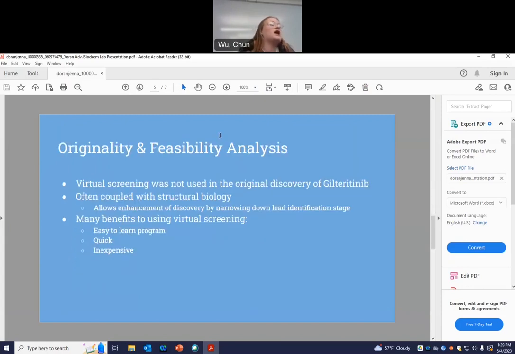Virtual screening was not used in the original discovery of gilteritinib, so that's the originality of it. It's often coupled with structural biology to allow enhancement of discovery by narrowing down the lead identification stage, which is mostly the lengthy portion of drug discovery. And it's easy to learn the program of virtual screening. It's quick and it's inexpensive.